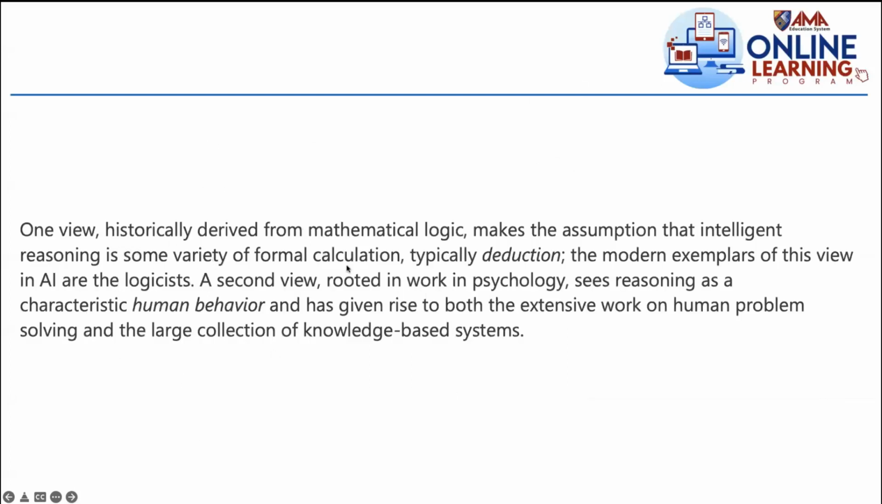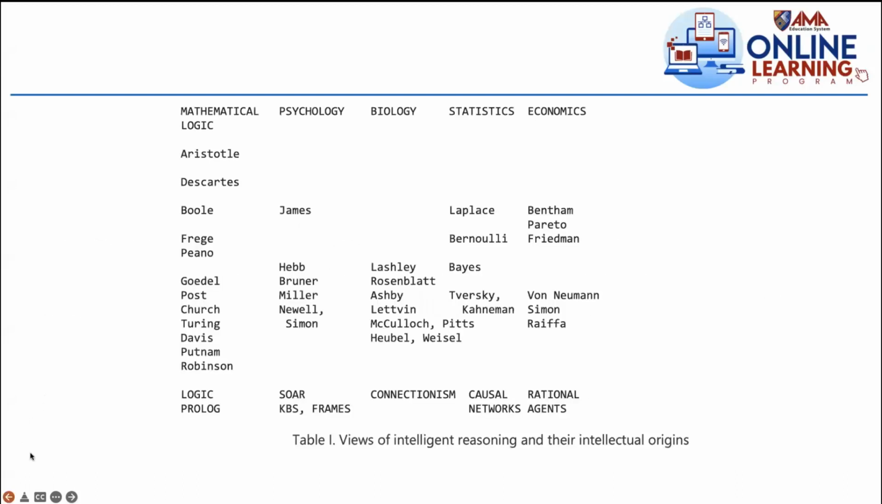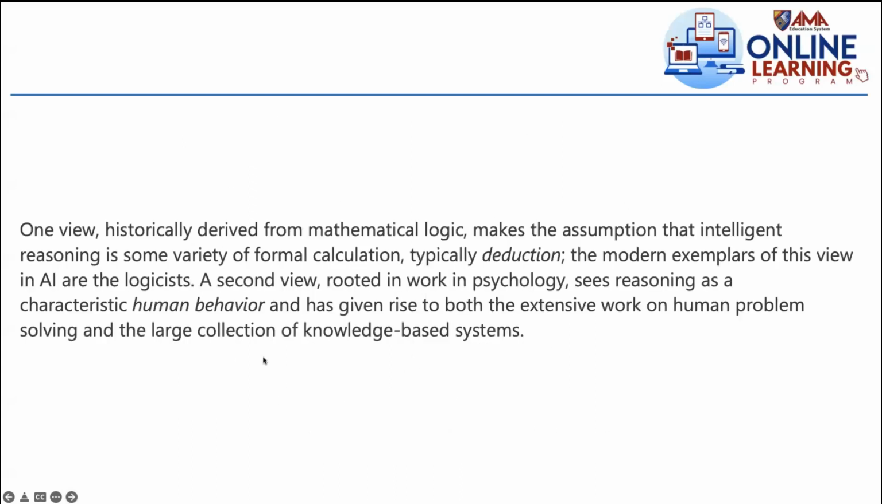One view, historically derived from mathematical logic in the first column, makes the assumption that intelligent reasoning is some variety of formal calculation. So how do you put this in your machine, if that's what you want to put in your machine? If that's the one related to the task at hand, is it mathematical logic, psychology, biology, statistics, economics? As a developer, you'll be the one to decide that. The first step is to decide what technique to use to represent knowledge. The second has to do with reasoning. So which one are you going to choose here in relation to the task at hand? That's why it's important that you know this.